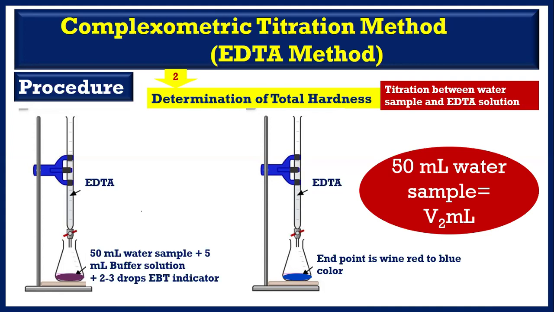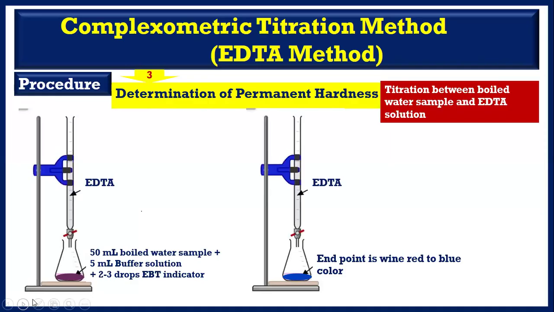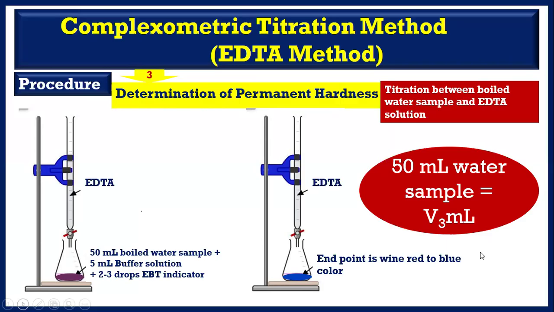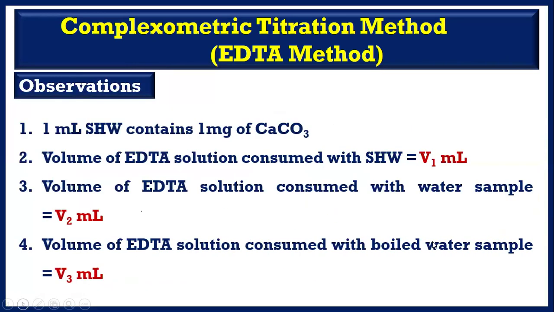That means the hardness causing ions present in the water sample are equivalent to the V2 ml of EDTA. Next, determination of permanent hardness. For this purpose, the procedure is again the same: 50 ml boiled water sample in conical flask, 5 ml buffer solution and 2-3 drops of EBT indicator. Titrate this solution with the EDTA until blue color. Assume this time the boiled water sample consumes V3 ml of EDTA solution.